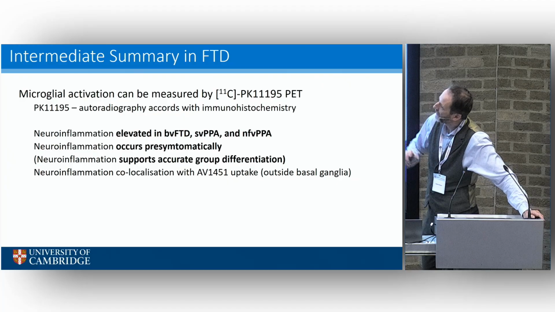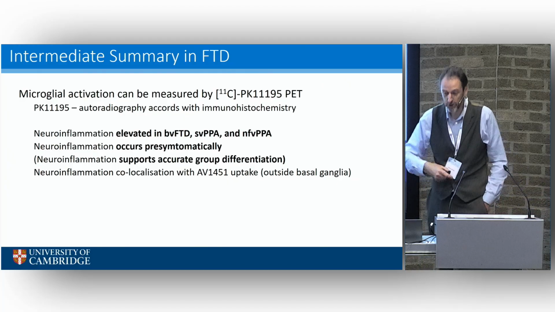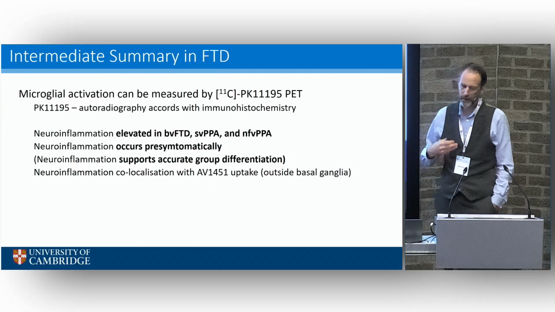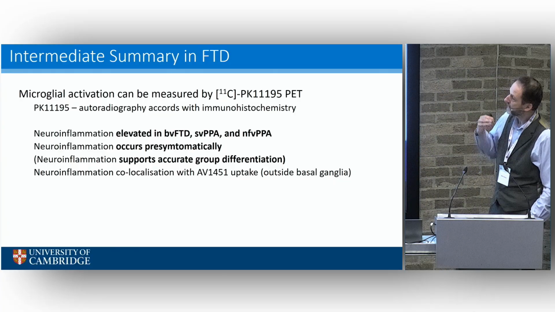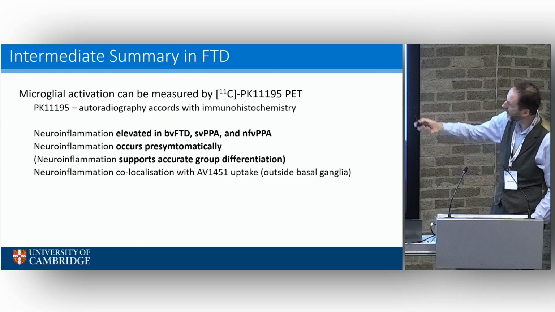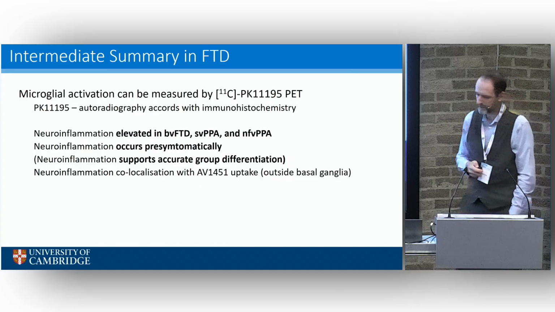So as we summarize for PSP, we get the same features in frontotemporal dementia. It's increased in all those variants. It's pre-symptomatic. It supports group differentiation. There's co-localization with the other aspects of molecular pathology.